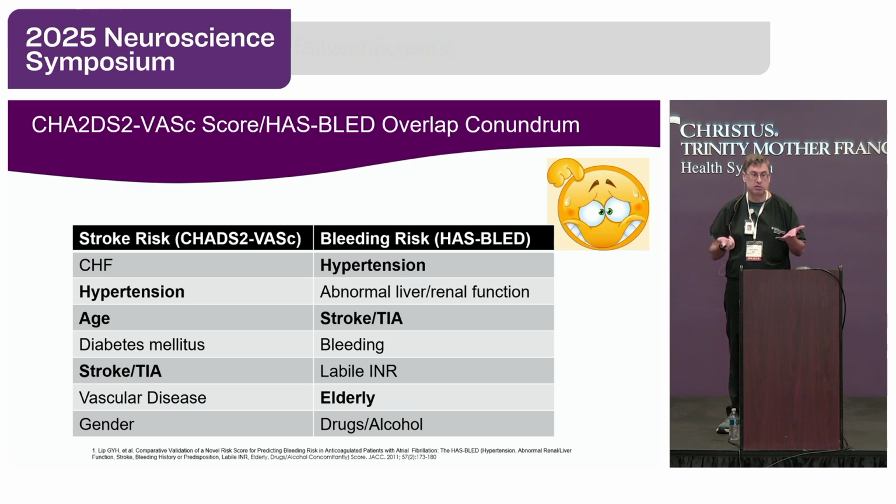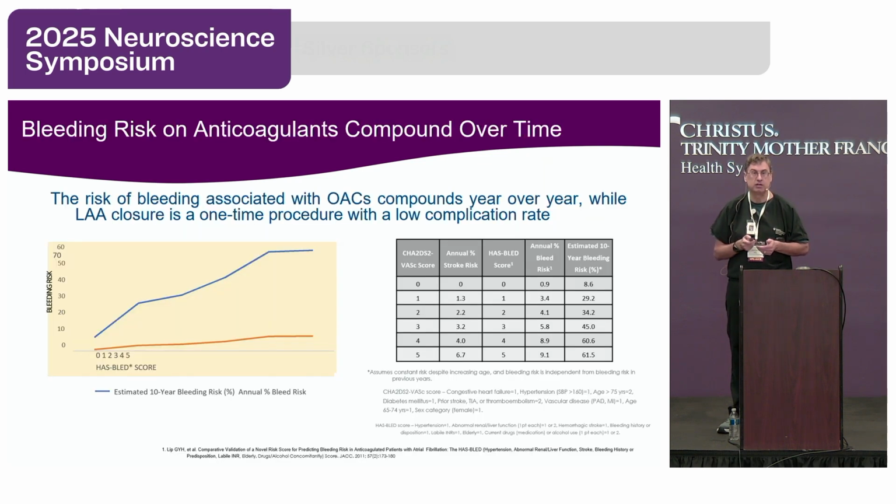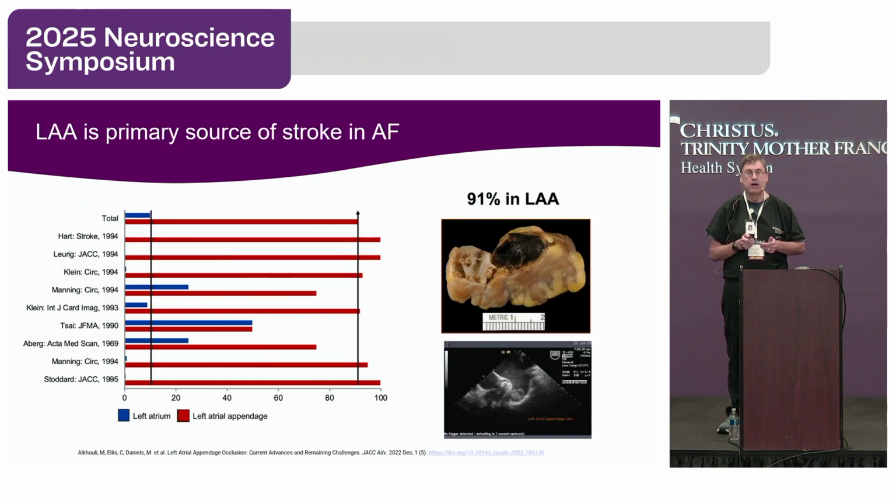So that is a challenge and a conundrum. You've got a patient who likely is going to benefit the most, but also is likely going to be the most vulnerable. So that is definitely a dilemma. And we know that these bleeding risks compound over time. You can look at the chart showing that your risk of bleeding, if you have a HAS-BLED score of 3 over the next 10 years, is going to be in the neighborhood of 50% risk of bleeding. So this is a real challenge that we face.